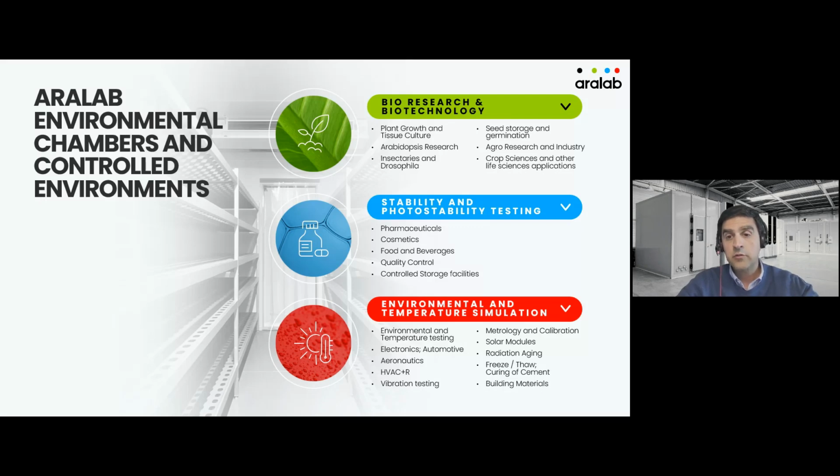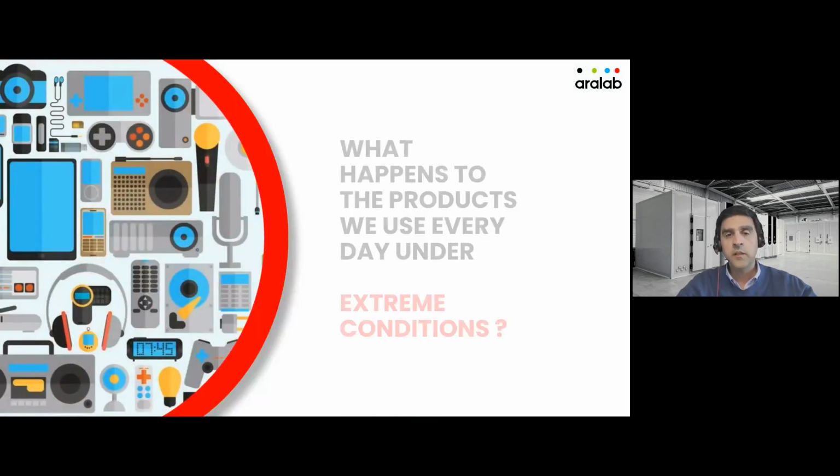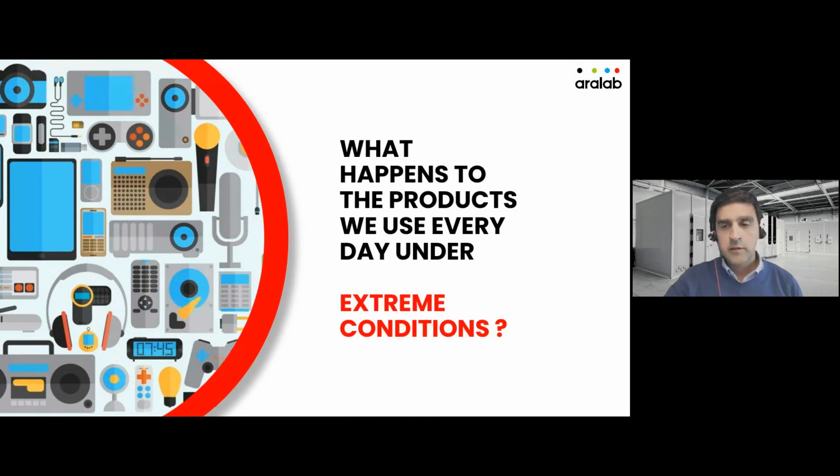But electronics also has touch points with many other industries: automotive, aeronautical, HVAC, vibration, and so on. Going into the detail of our presentation today, I think there's a big question, which is what happens to the products that we use every day when we test them under extreme conditions. And not only extreme conditions, but also what happens when we test them under real world conditions. So what is an acceptable level of damage? What is unacceptable? How do we determine both?